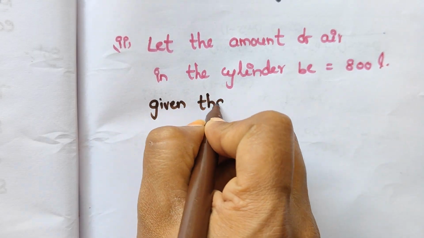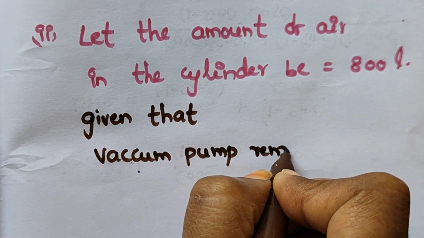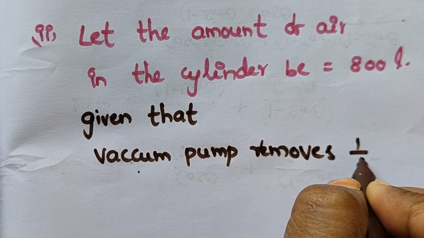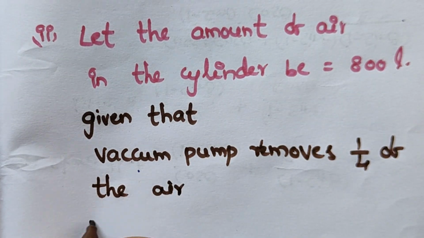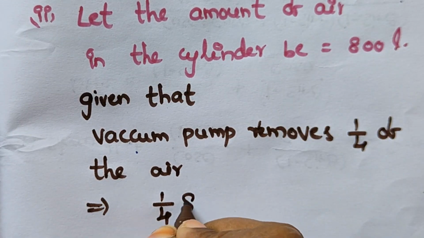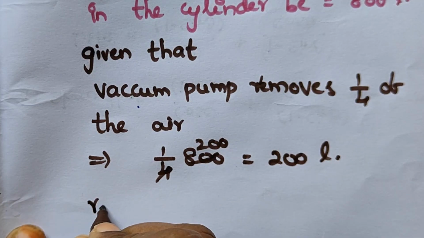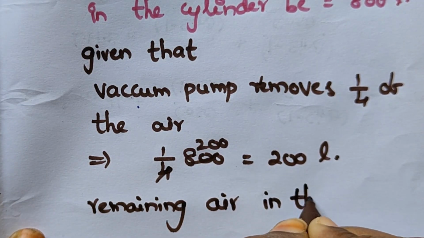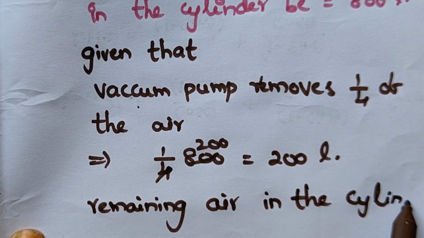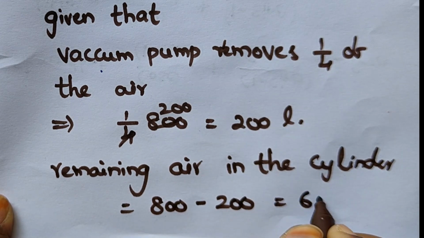In the given problem, the amount of air is not given. That's why we have to say cylinder has 800 liters of air. Given that we have a clue, vacuum pump removes 1/4 of the air. That means 1/4 of 800, which is equal to 200 liters. That's why we have to write remaining air in the cylinder is equal to total minus removing air. 800 minus 200, that is equal to 600 liters.